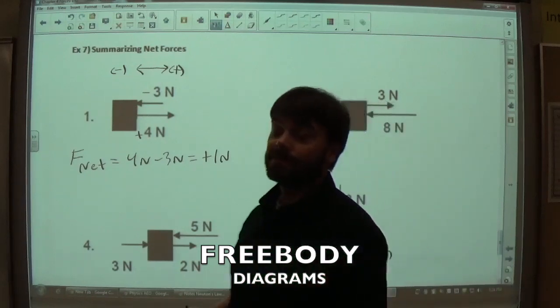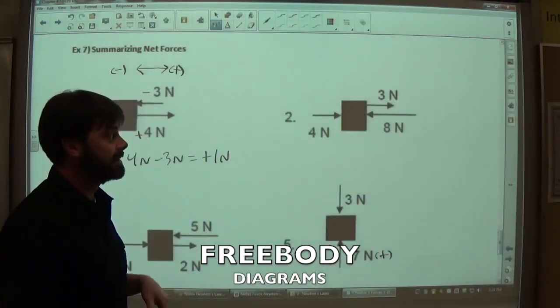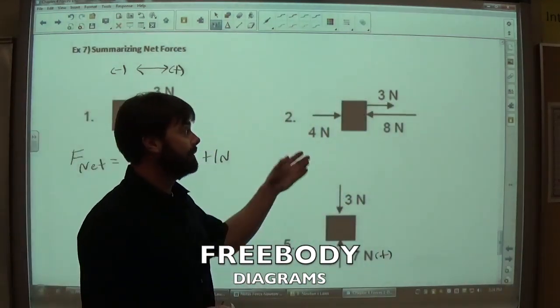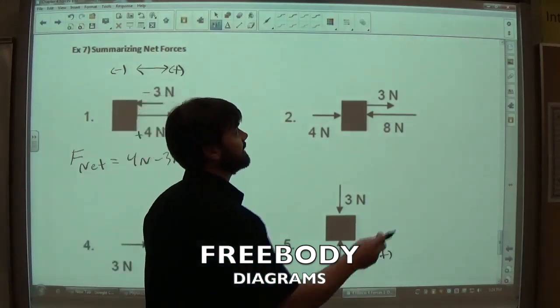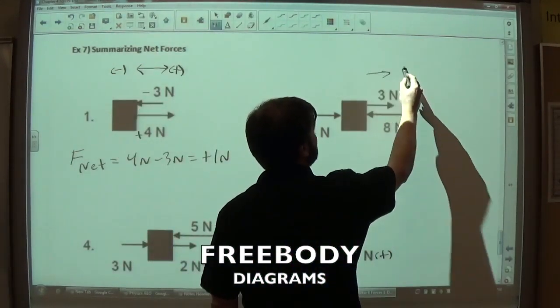Example number 2, this one has 3 forces acting on it. It doesn't matter if there's 2 or 3. We have to denote what direction is positive, so I'm just going to keep it the same, going to keep it consistent.